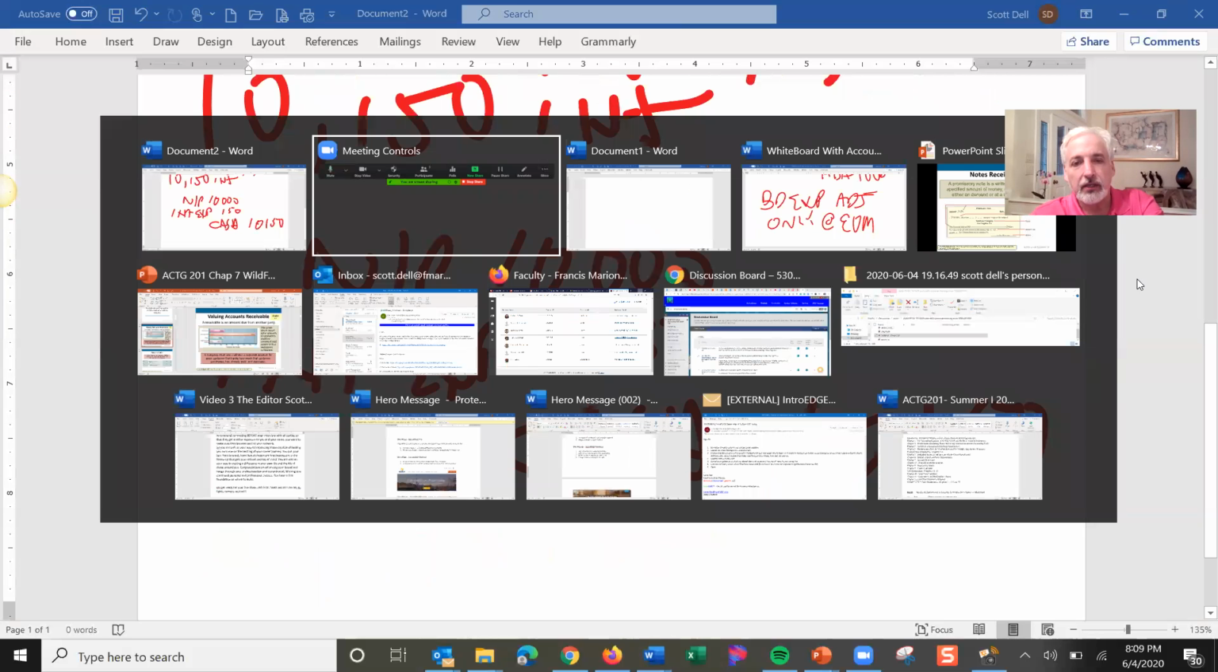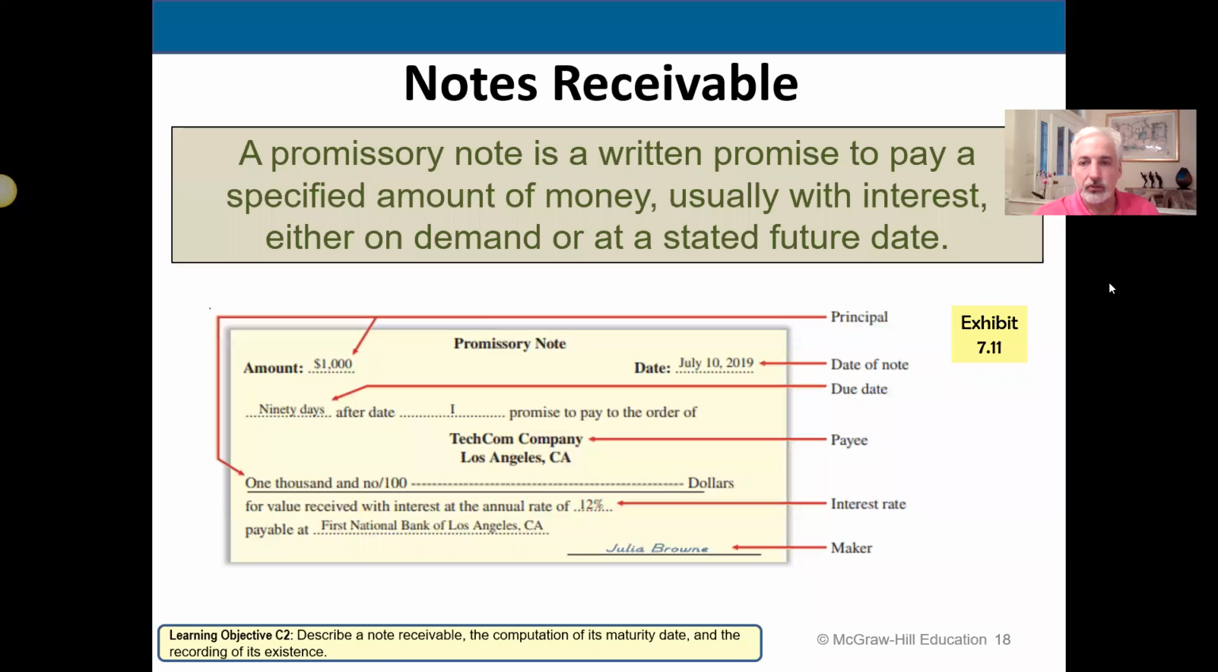So let's go back and take a look at our PowerPoint and see how that looks. So we're here, we sign a promissory note, and there's a stated interest rate, 12%, 1% a month, no matter what the term is. The due date is 90 days, so it's a 3-month note. But this is an annual rate of 12%. So make sure you realize that is an annual rate.